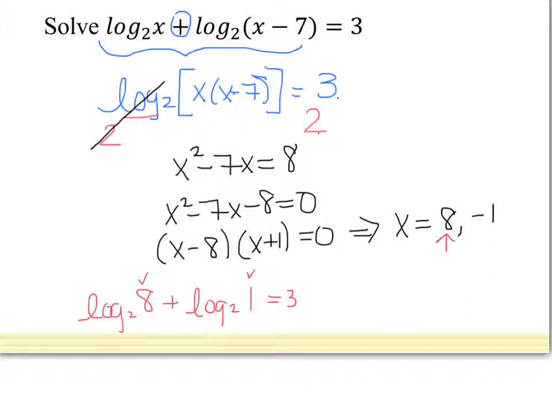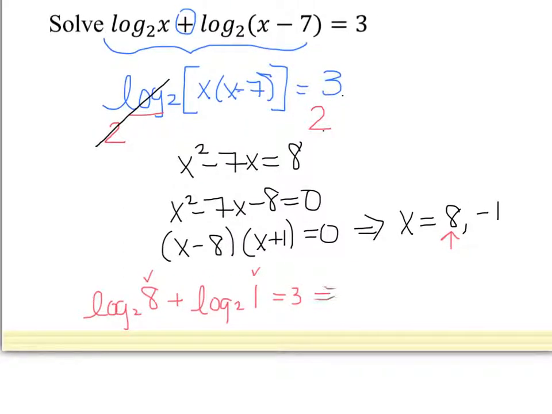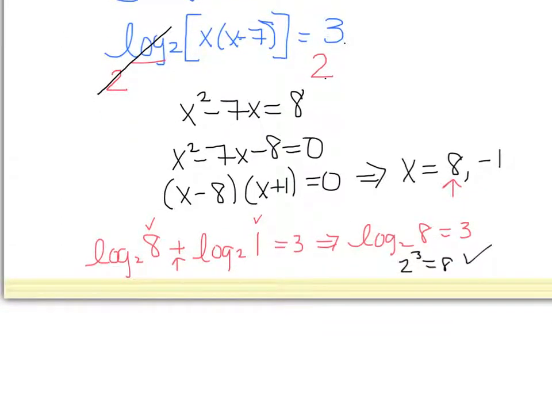You can double check. If you condense these down, you'll see that you end up with log base 2 of, this plus means you multiply, so I have 8 times 1, or 8, equals 3. And if you use your properties of logs, you have 2 to the third power, which equals 8, and this double checks.